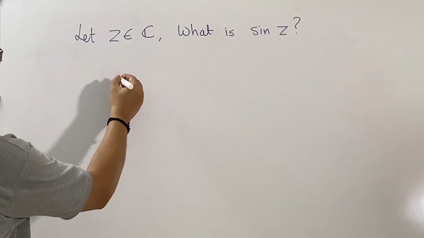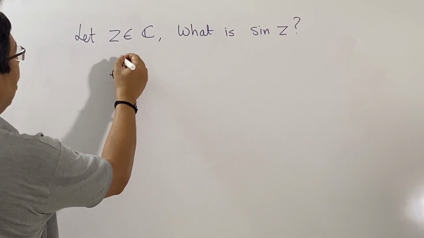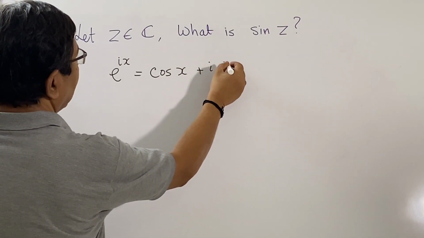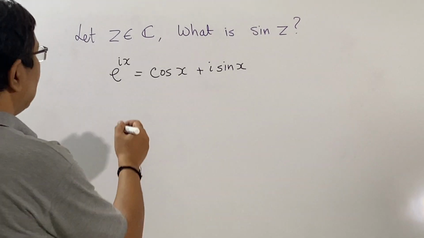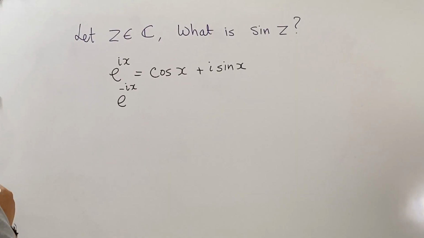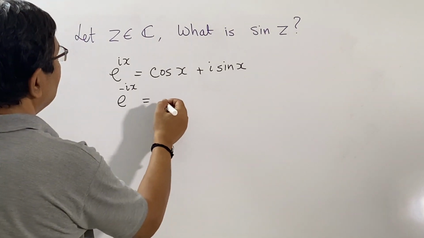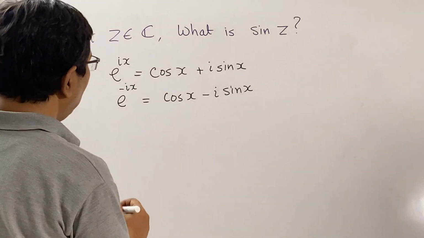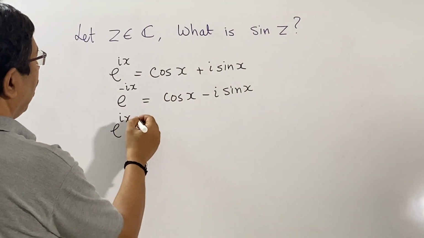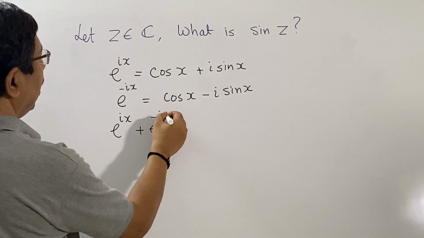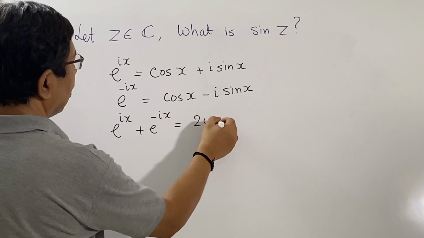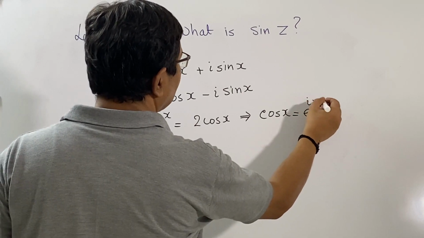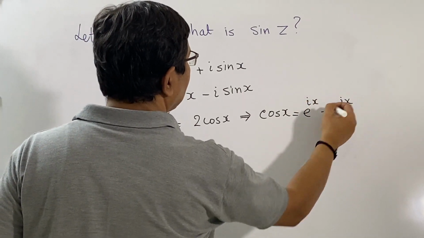Now we begin with the Euler identity, which says that e to the power ix is cos x plus i sin x. Now if you take the conjugate of this, we get e to the power minus ix, and this is cos x minus i sin x. Now if you add these two, then we have e to the power ix plus e to the power minus ix is 2 cos x, and this gives us a definition of cos x as e to the power ix plus e to the power minus ix divided by 2.